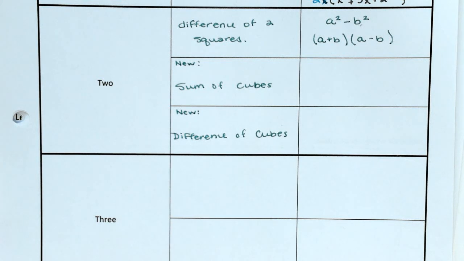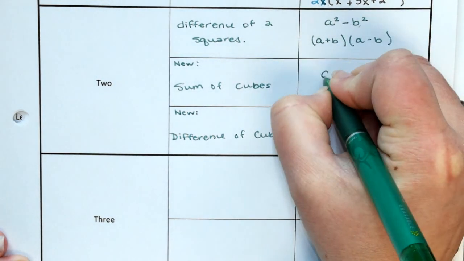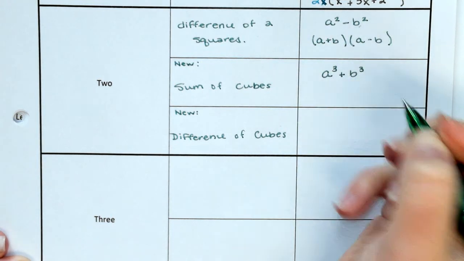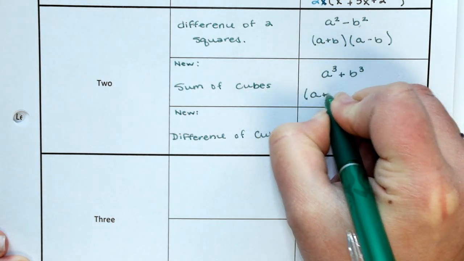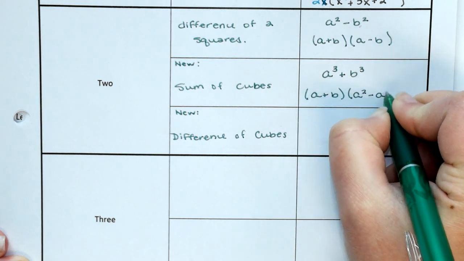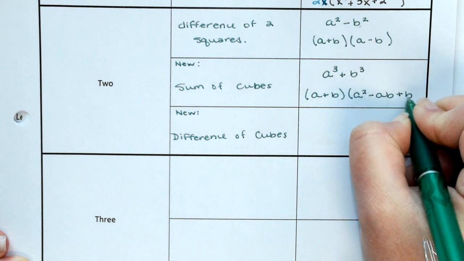Now, because all your stuff is open note, you don't have to worry about memorizing this. However, you do have to know how to use it. Okay? So a cubed plus b cubed is going to factor into a plus b times a squared minus a times b plus b squared.